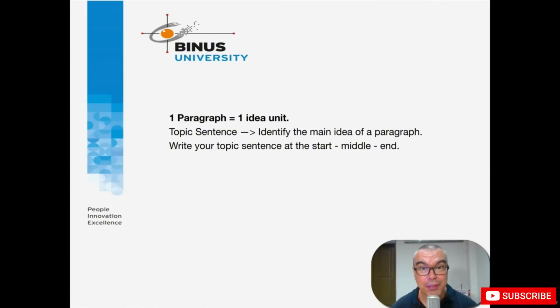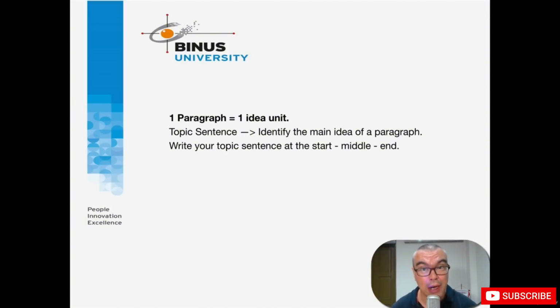I'm sure everybody is aware that academic writing is arranged in units of information. We call each unit of information a paragraph. It is important that you remember that one paragraph represents one idea. So we can look at paragraphs as kind of like idea units. And what you need to do is make sure that the main idea of your paragraph is very clear to the reader.